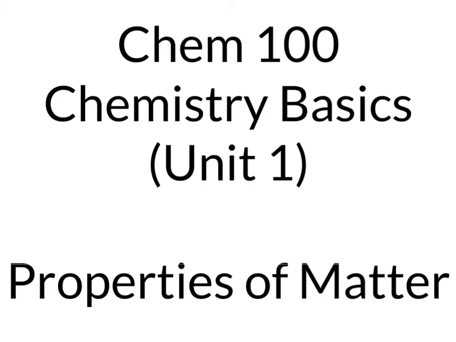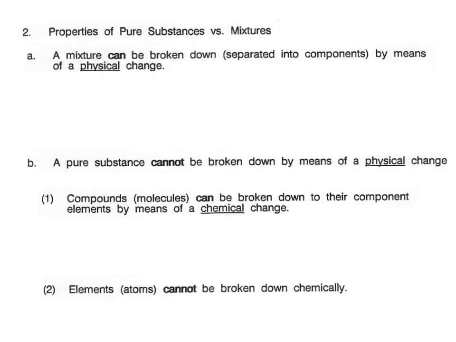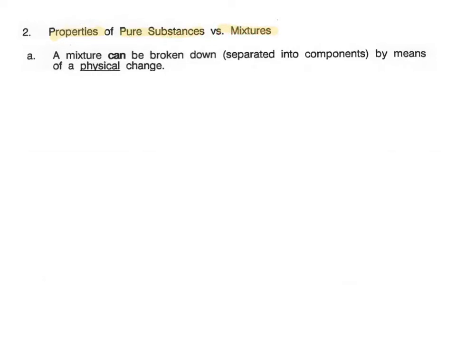In this section, we're going to talk about some of the physical and chemical properties of mixtures, compounds, and elements, and how we can use those to identify which one we have. And finally, we're going to talk about the properties of pure substances in comparison to mixtures. So a mixture can easily be broken down into its separate components by means of a physical change.